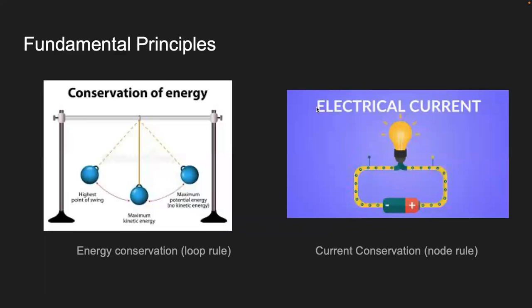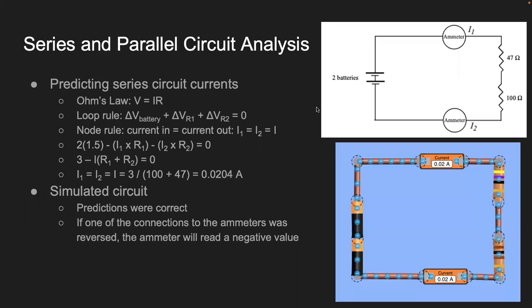There are two fundamental principles applicable to this lab. The first is the conservation of energy, which states that energy can neither be created nor destroyed. This helps us derive the loop rule, which we use later in this lab. The next is current conservation, which is an extension of charge conservation, which states that charge can neither be created nor destroyed. This helps us derive the node rule, which we'll also be using later in this lab.